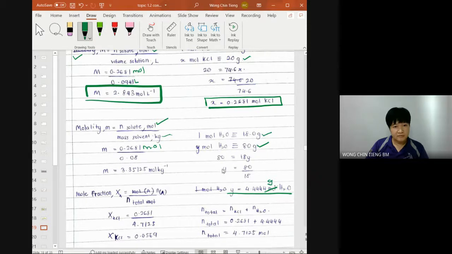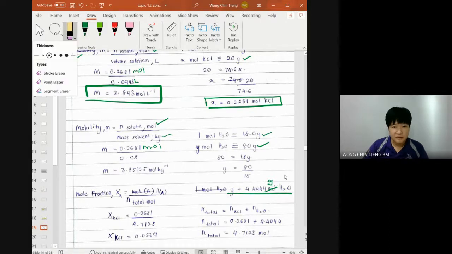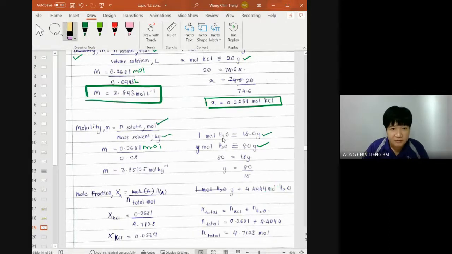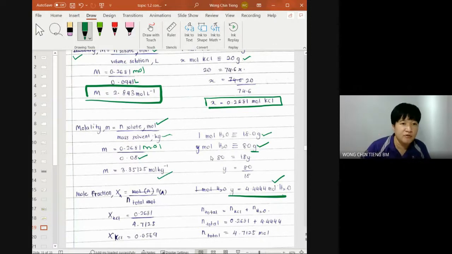Wait, 1 mole, that is the mole. Sorry. Saya pening set. 1 mole, 18 gram. We have 80 gram. Okay, dia kira number of mole. Dia kira number of mole. This is mole. Mole of water. Tapi tak guna pun kat molality. Molality kita still guna mass yang dia dah tukar 0.08. 80 gram just now. 80 gram equals to 0.08. So dapat molality. Setakat kat sini sebelum mole fraction.